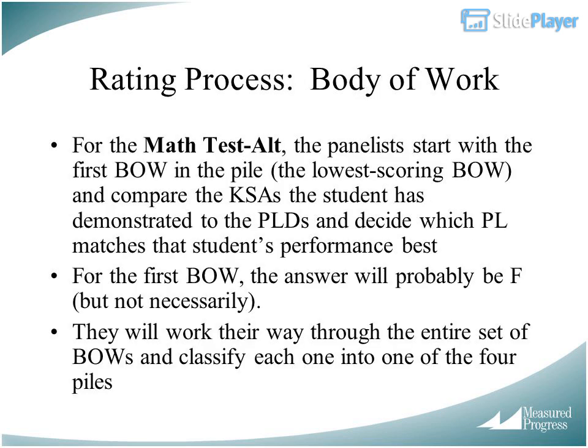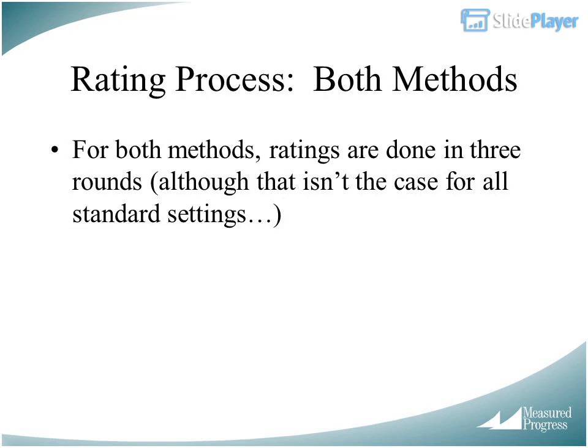Rating process, body of work. For the math test, the panelists start with the first BOW in the pile, the lowest scoring BOW, and they compare the KSAs the student has demonstrated to the PLDs and decide which PL matches that student's performance best. For the first BOW, the answer will probably be F, but not necessarily. They will work their way through the entire set of BOWs and classify each one into one of the 4 piles.